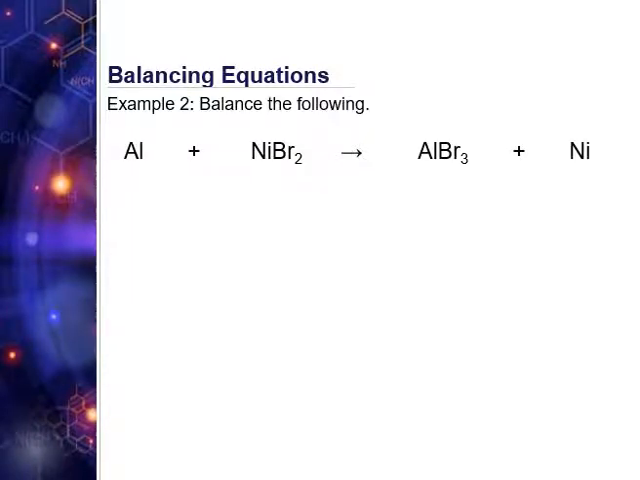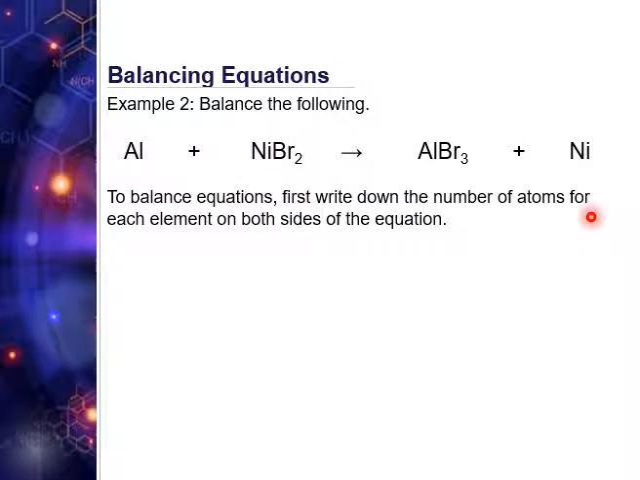Example 2, balance the following. Aluminum plus nickel 2 bromide yields aluminum bromide plus nickel. This is a single replacement reaction, and you can tell that because aluminum, an element, plus a compound, nickel 2 bromide, yields nickel, an element, plus aluminum bromide, a compound. Aluminum is more active than nickel. Aluminum replaces nickel in the compound.